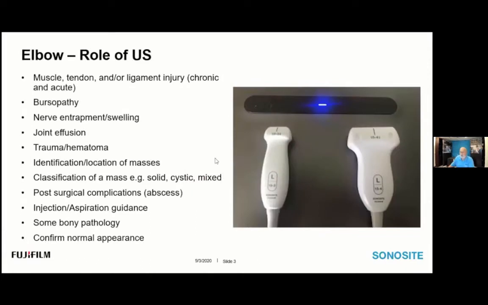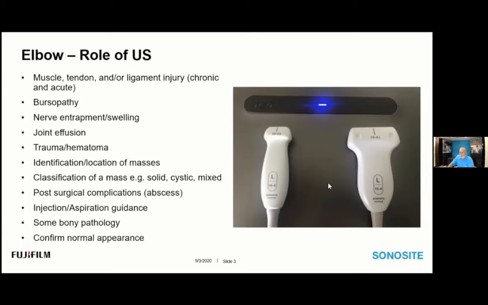To begin, let's discuss the role of ultrasound and where ultrasound commonly contributes in assessing the elbow. Transducers that we will employ during this time will include higher frequency transducers such as the linear array 19 megahertz and the linear array 15 megahertz transducers in the MSK or the nerve preset.